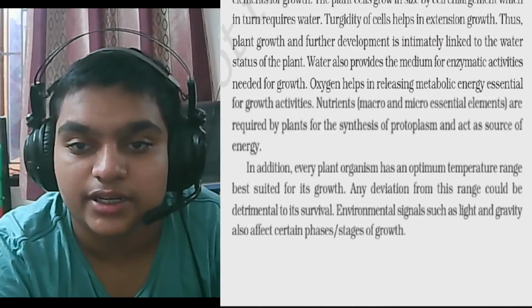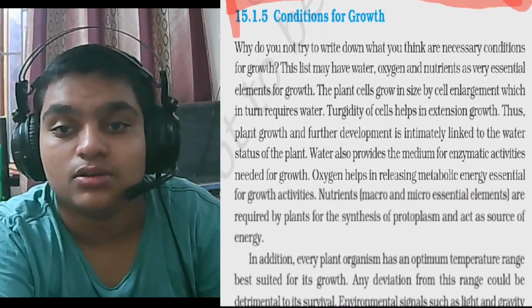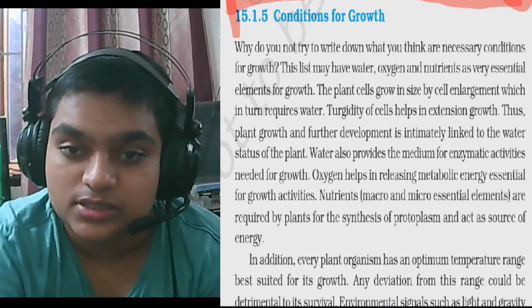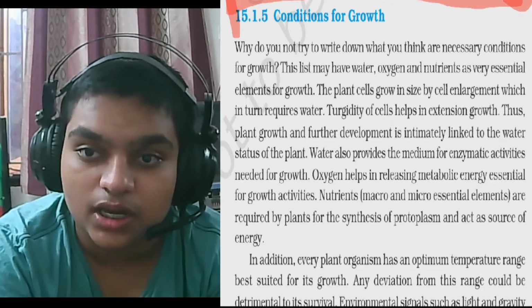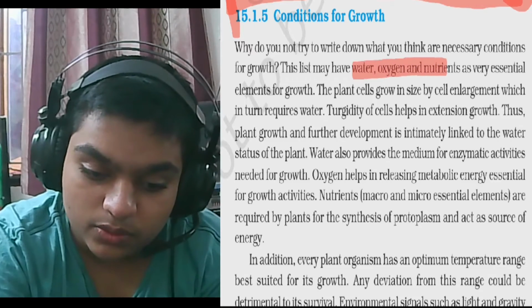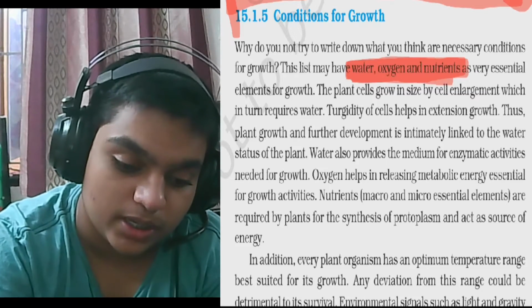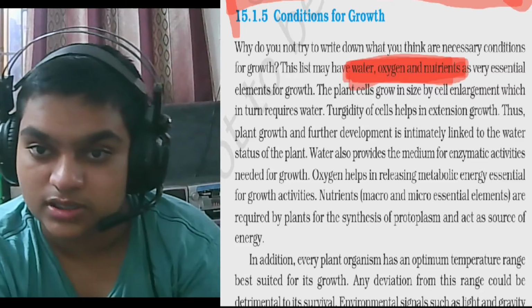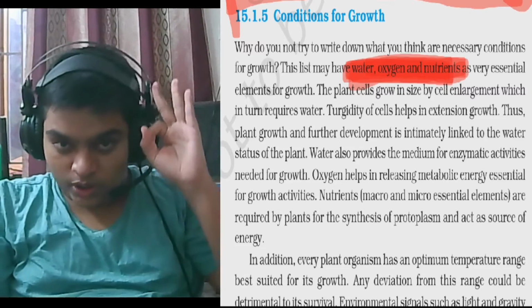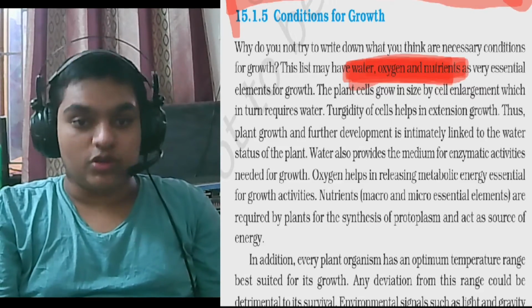Now let's talk about the conditions for growth. During plant cell elongation, we require some important conditions. The necessary conditions are water, oxygen and nutrients. This is again very important. I made a mistake in one of my exams. Please remember these. Water, oxygen, nutrients. These three are the very essential elements for growth.